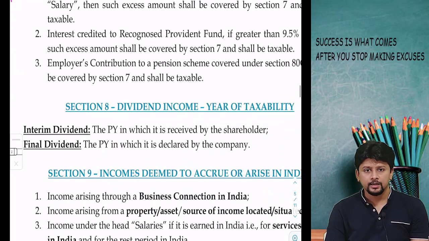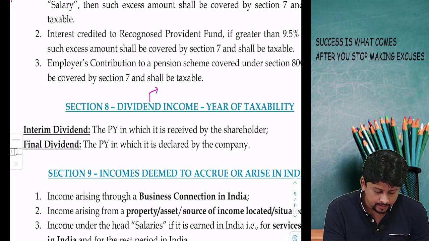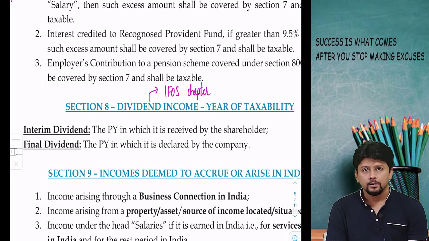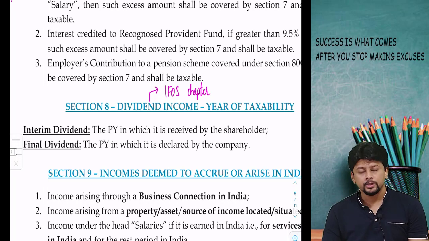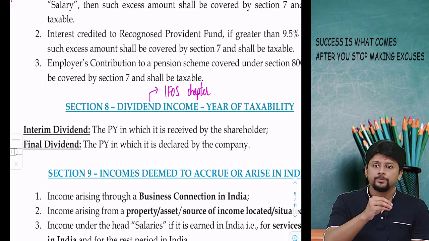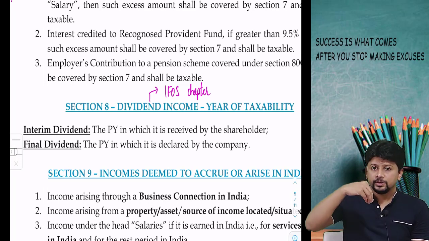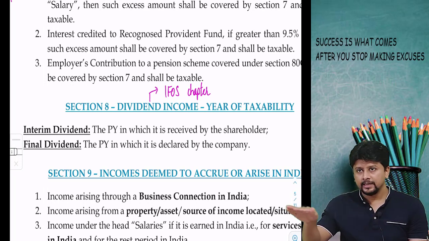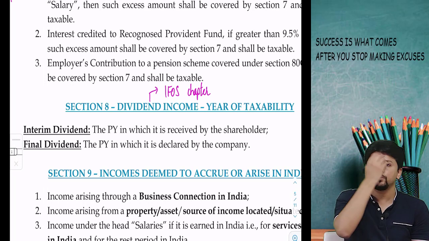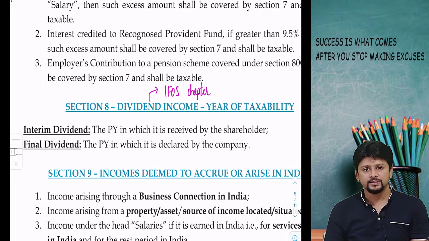Section 8, dividend income. Again, a detailed discussion will be done when we do the chapter of income from other sources. Dividend also has undergone an amendment. Dividend distribution tax has been abolished. Now dividend is taxable for the shareholder, for the receiver. There used to be a concept of dividend distribution tax which the payer company used to pay to the government. That is abolished. Now dividend is treated like any other normal income and brought to tax for the receiver.